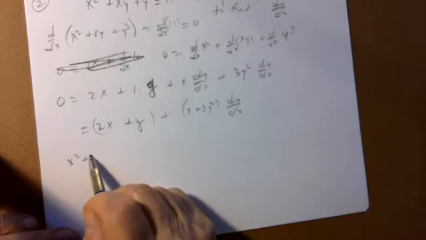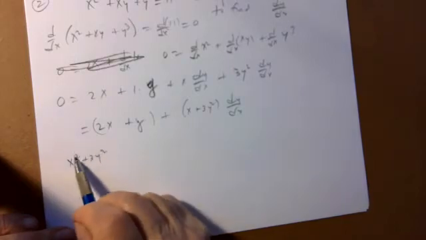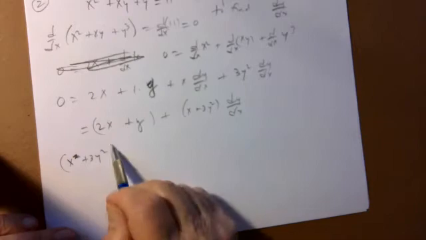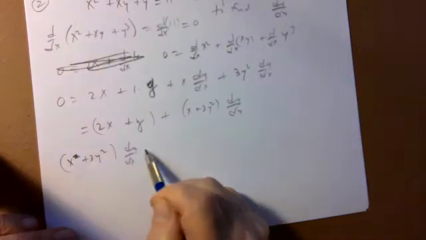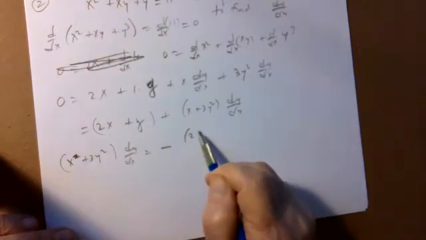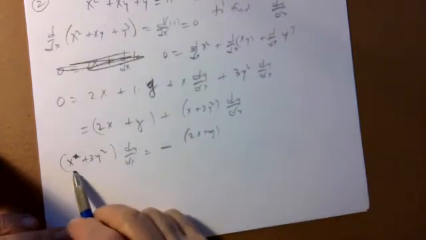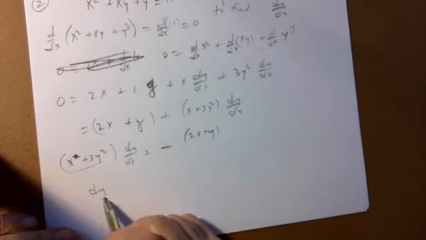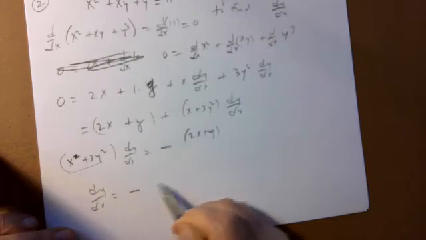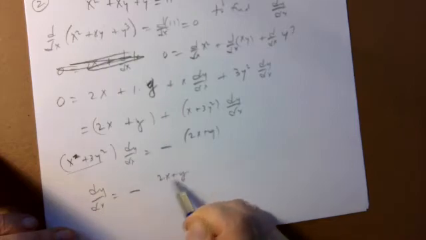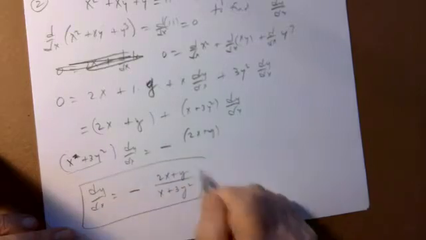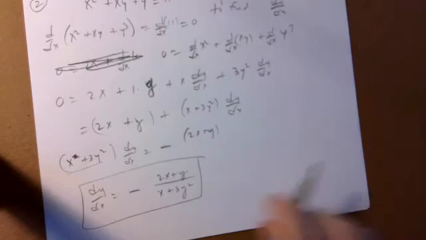So (x plus 3y squared) dy/dx is minus (2x plus y). So if you divide by the left-hand side factor, dy/dx is minus (2x plus y) over (x plus 3y squared).